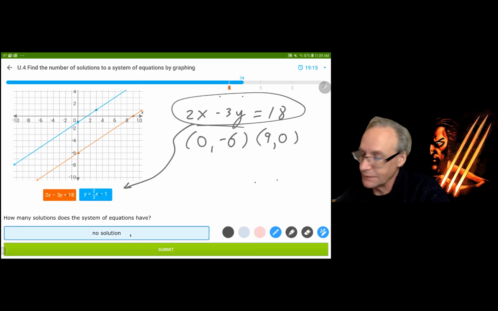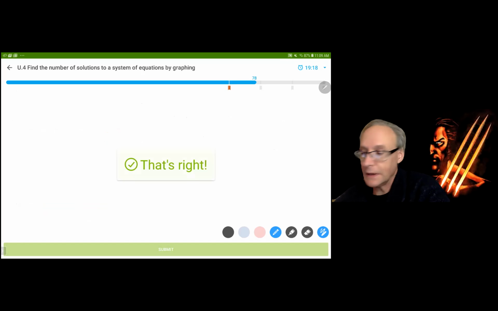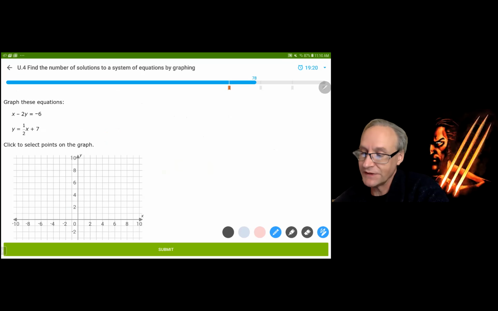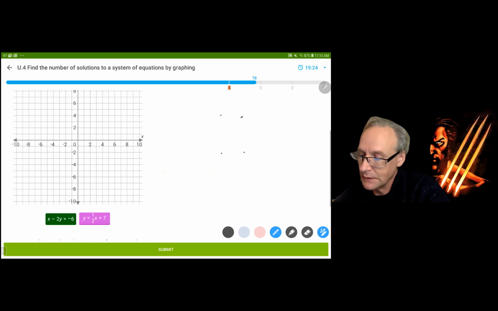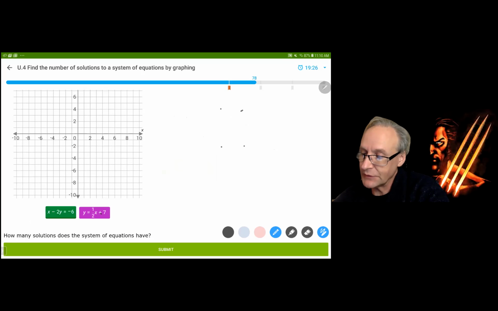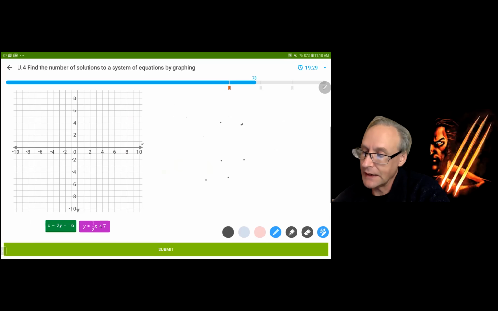There's no solution for those guys. All right, I'm going to go faster, I promise. All right, so I'm going to graph the equation, 1/2 x plus 7. Let's graph the purple one first. I'm going to go through 0, 7, and count my slope. That's up 1 and over 2.